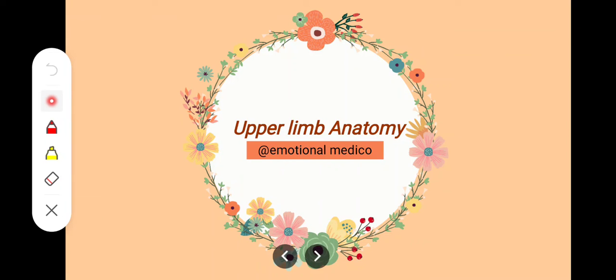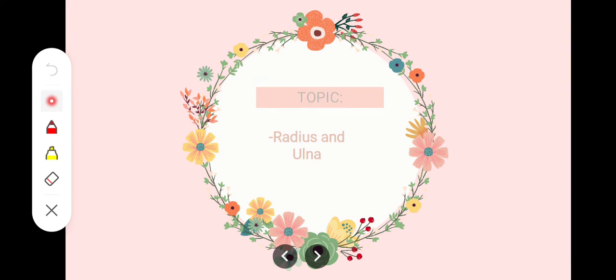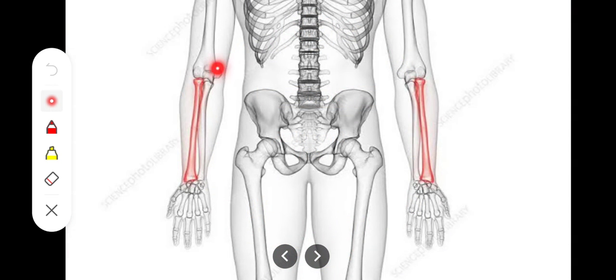So assalamu alaikum. In this video we'll take a look at the other two bones of the upper limb, that are the radius and ulna. Now these two bones are forming the forearm, this region. So medially we have the ulna bone and laterally we have the radius bone. So first of all we'll take a look at the radius and then we'll talk about the ulna bone.